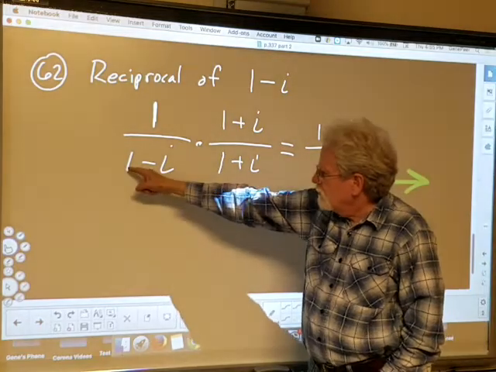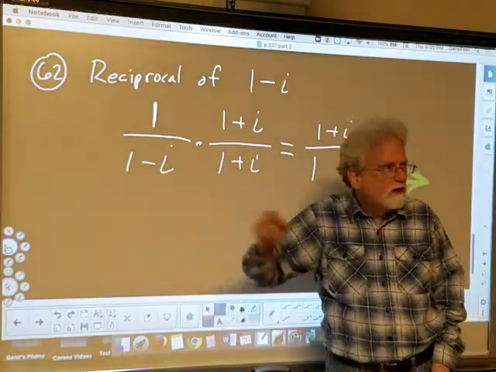Denominator, square the first term. 1 squared is 1. The coefficient of I is 1.